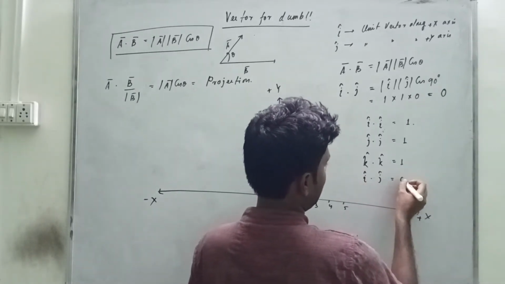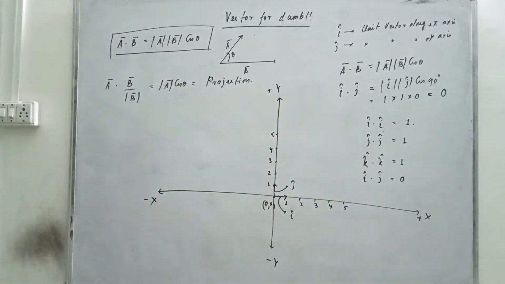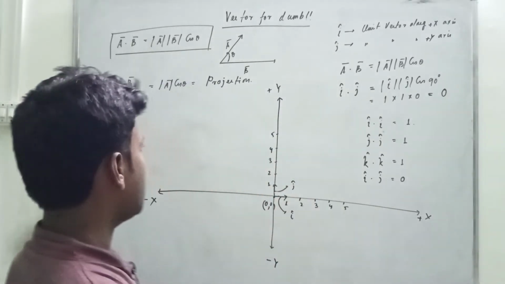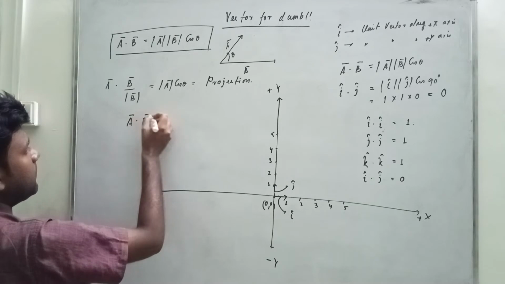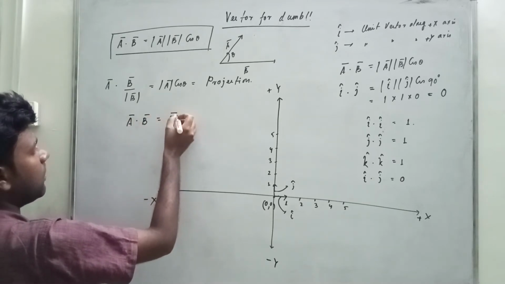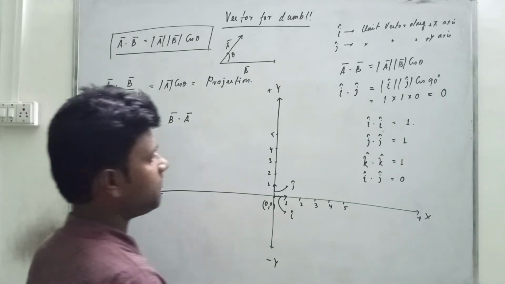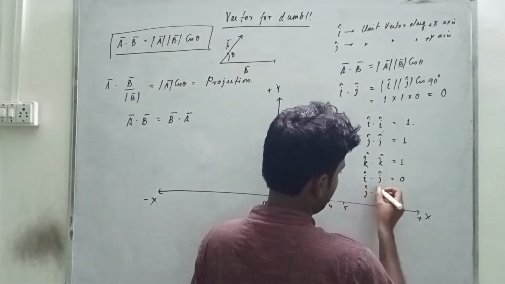And all of you know from our previous part, the geometric representation of dot product, that a dot b means b dot a, the same thing. These two are the same, right? So if i dot j goes to 0, then j dot i goes to 0, no problem.